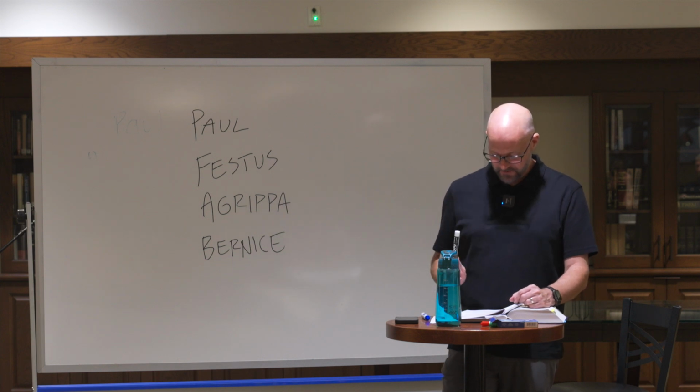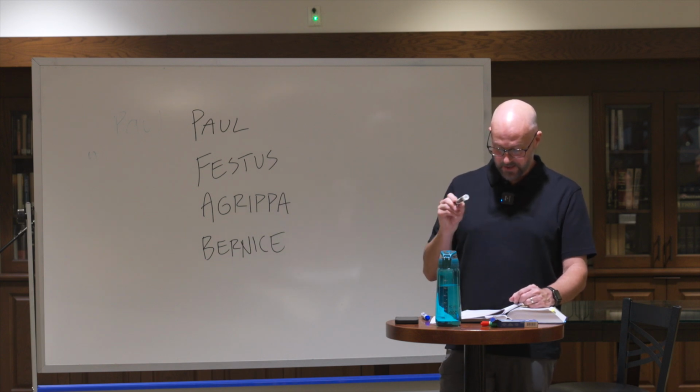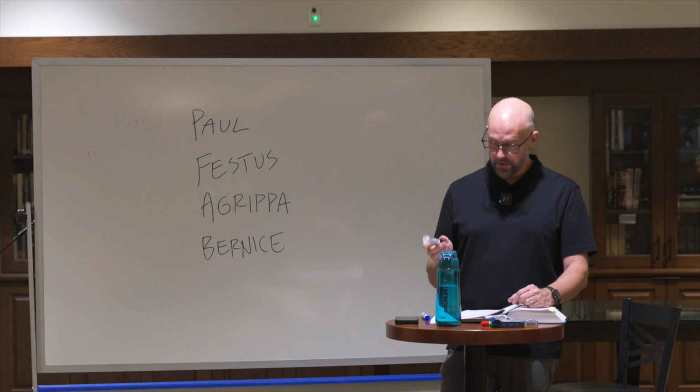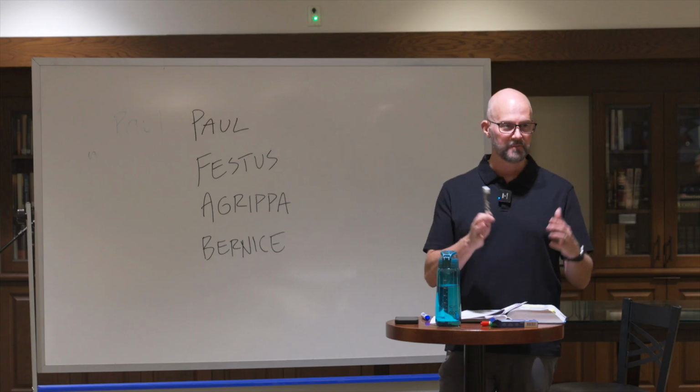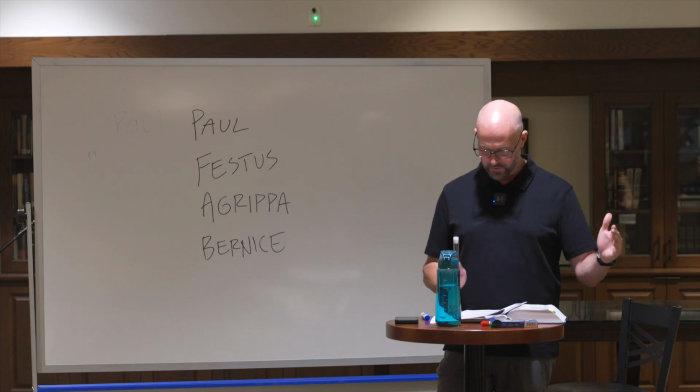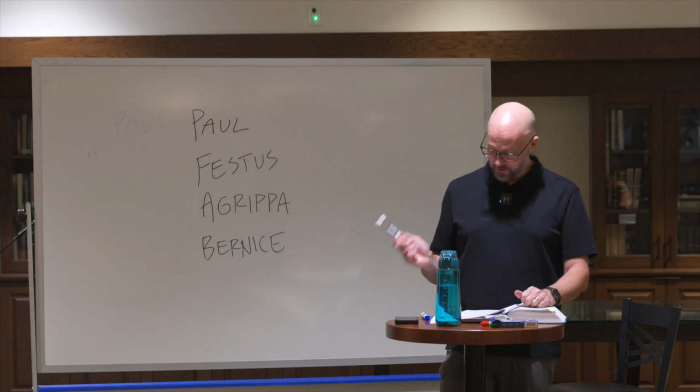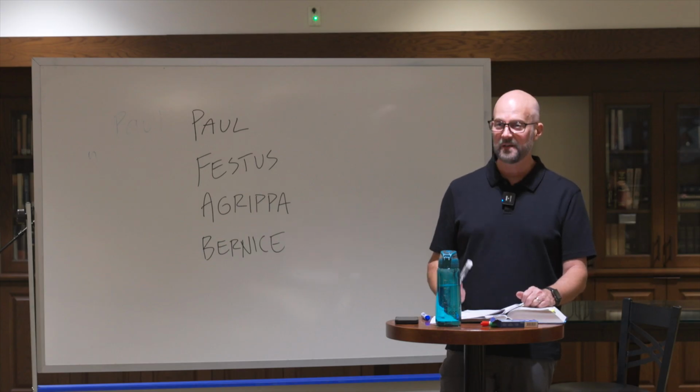Agrippa's father was Herod Agrippa I. We learn about him in Acts 12. The first part of this course covered the first part of Acts. He killed the apostle James and tried to kill Peter.